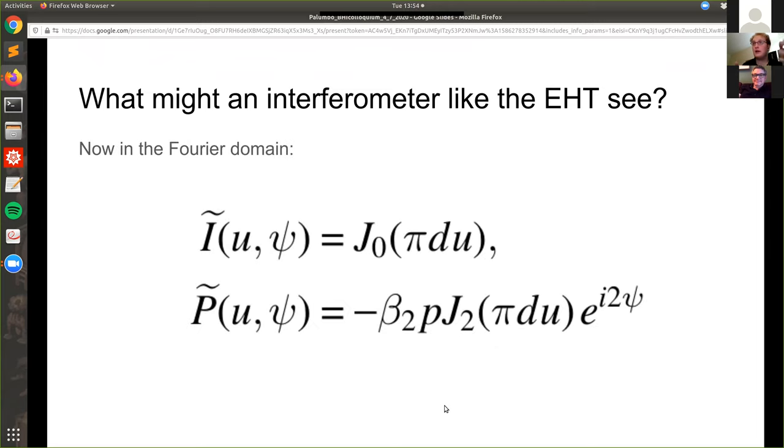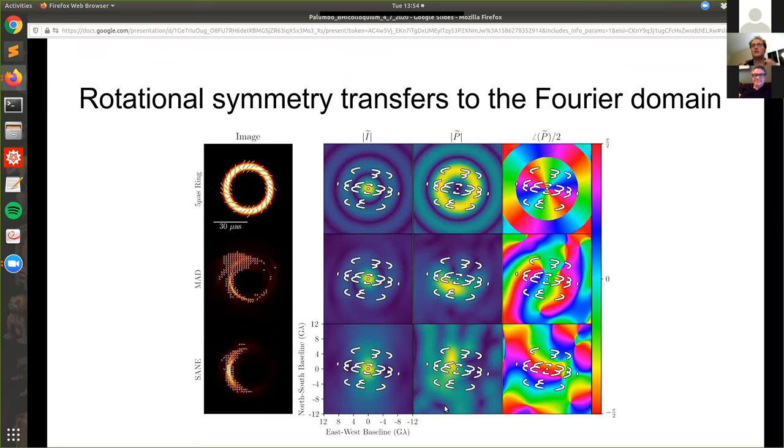And then in the Fourier domain, what our interferometer would measure, we see our familiar Bessel function for the ring in Stokes I. But the nice thing is the polarimetric visibilities show a similar response. They pick up an overall phase, just a negative sign, and otherwise they just pick up this Bessel function J2, and all of the other azimuthal structure is conserved. So this has nice properties for checking to see if azimuthally symmetric or rotationally symmetric behavior is present in your image, even just looking directly at the Fourier plane.